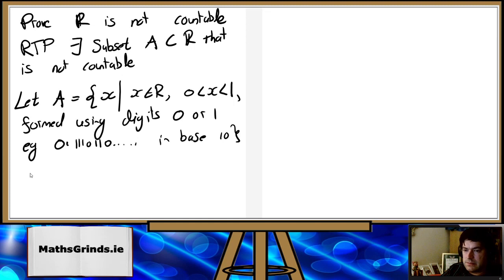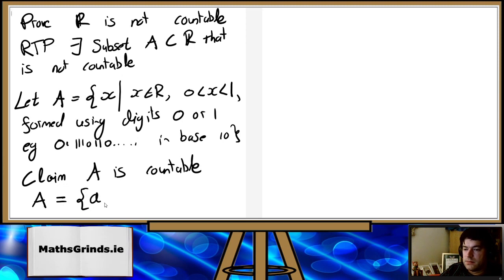Now, I'll claim A is countable. So that means we can write A as some sequence of numbers, A1, A2, etc. Like I can list them all basically. If it's countable, I can list every element in it.